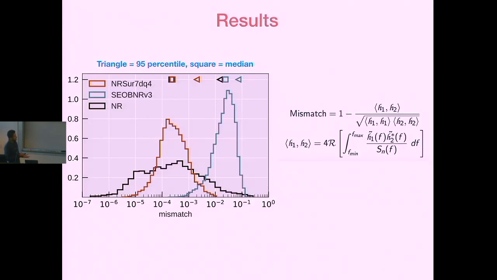And you can now compare this with existing models such as SEOBNRv3, which doesn't model directly against precessing numerical relativity simulations. So that's one of the main limitations of this model, and that shows up in the error measures as well, where the errors are at least an order of magnitude larger than the errors for the surrogate.